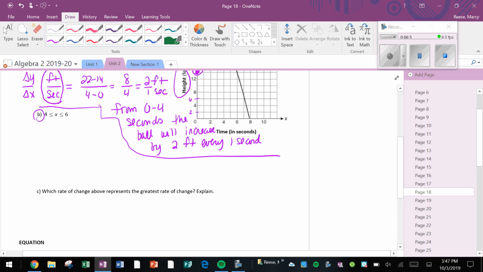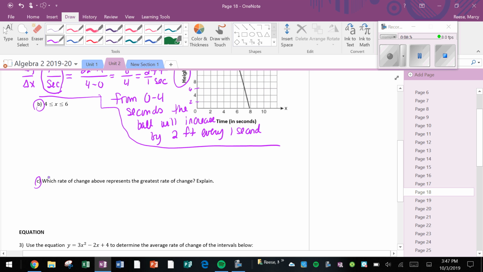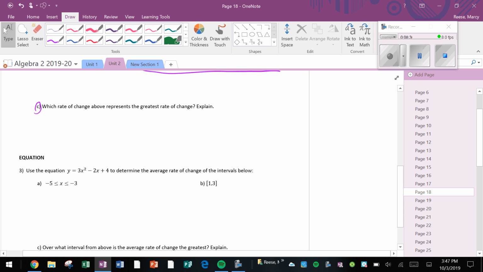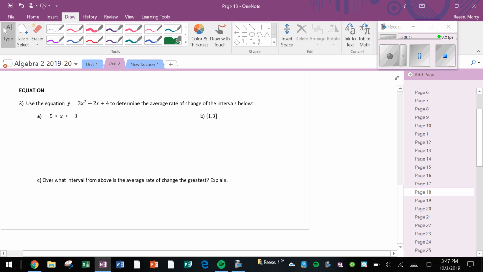All right, kids, let's go down to the next one. You're going to do B and C. You are in charge of filling in the rest. And again, I'm going to check tomorrow. Okay, last one, equations. If I give it to you in equation form and you have to find the average rate of change, this is super easy. You just go to your calculator. Plug this into y1, and then go to the table and find the points.